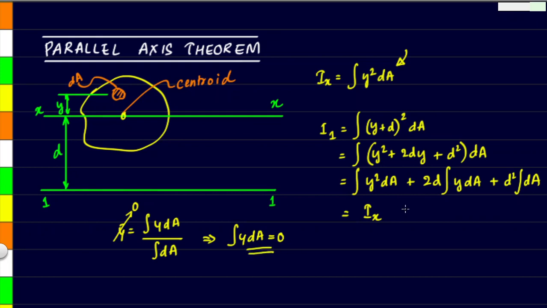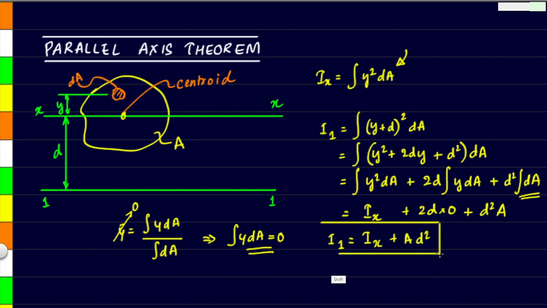This, when we substitute here, we get 2d times 0 plus d square as it is, and integration of dA gives us the total area A. So now rewriting this in a properly arranged manner, we get I1 equals Ix plus A d square. So this relation is called the parallel axis theorem, and it gives us a relation between any two parallel axes. One of them of course has to be the centroidal axis and the other any arbitrary axis.